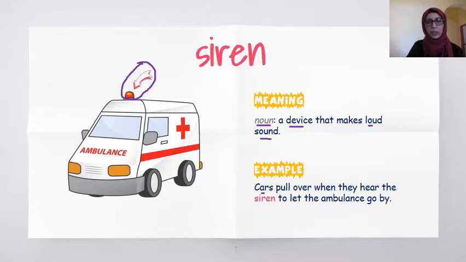For example, cars pull over, which means move away, move aside, when they hear the siren, to let the ambulance go by. I bet you have heard the siren sound here in Lebanon a few times. And if you are in a car, you should remind the driver, whoever he or she is, to pull over so that the ambulance can make its way and go by.